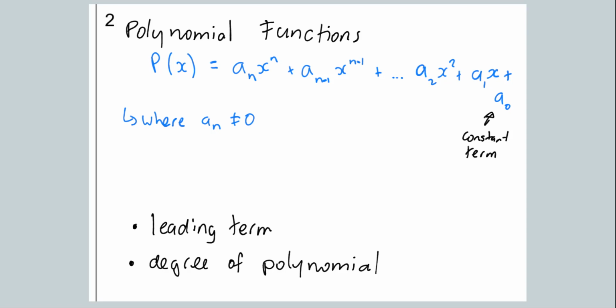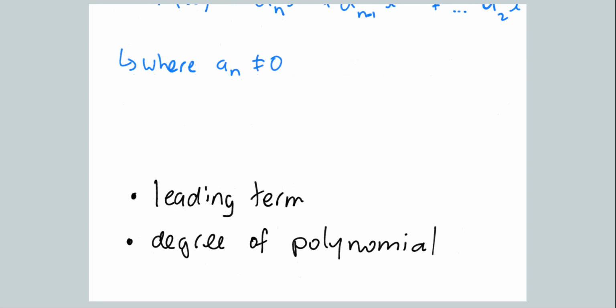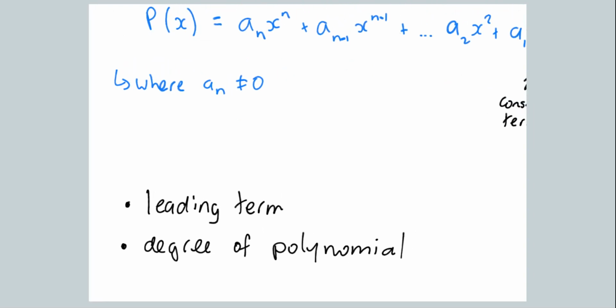Now, I want to look at some examples, which will probably make more sense to you. There's a couple of phrases that are really important for you to be across. Number one, the leading term. That's basically a sub n x to the power of n. That's the leading term. In other words, it's the term with the highest power of x.